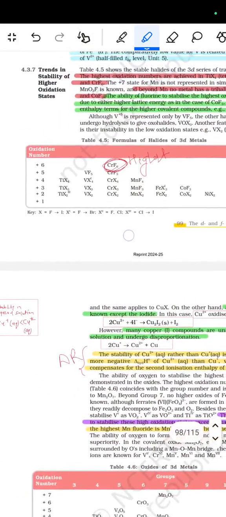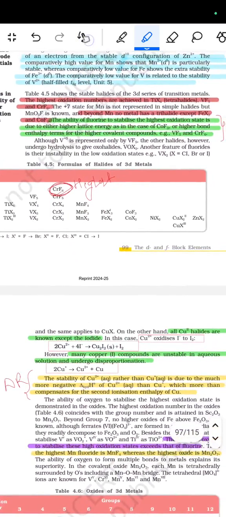फिर आता है ट्रेंड्स इन द स्टेबिलिटी ऑफ द हायर ऑक्सीडेशन स्टेट. तो टेबल 4.5 शो दैट द स्टेबल हाइलाइट्स ऑफ द 3d series of the transition metals. The highest oxidation numbers are achieved in the Ti tetrahalides, VF5 and CrF6. The +7 state for Mn is not represented in the simple halide, but MnO3F is known, and beyond Mn no metal has a trihalide except FeX3 and CoF3.